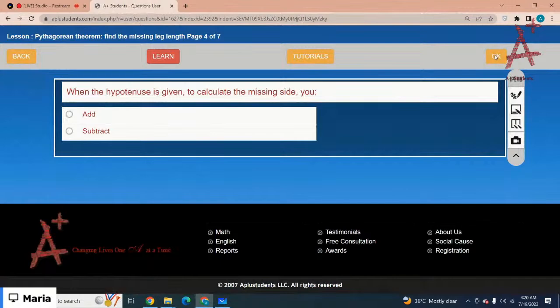Okay, the next one is, when the hypotenuse is given, to calculate the missing side, what are we doing, adding or subtracting? We are calculating the missing sides, not the hypotenuse. What we are doing, adding or subtracting?